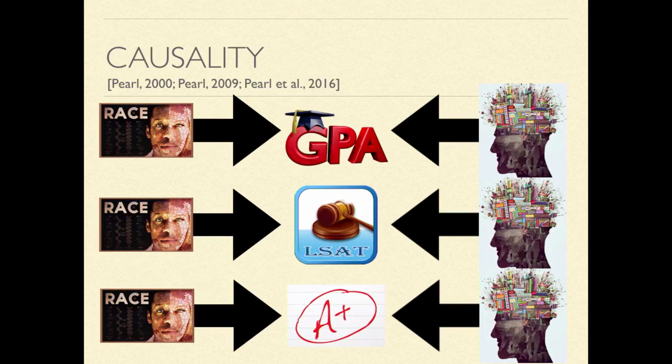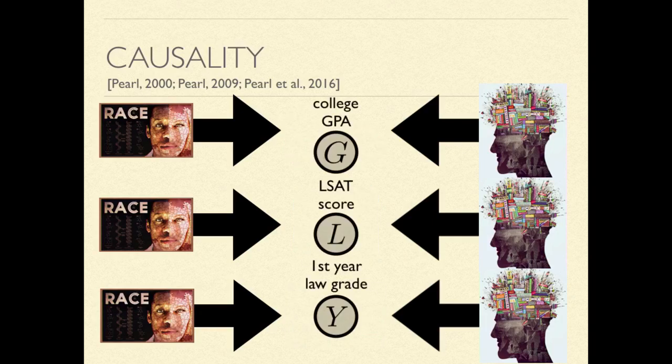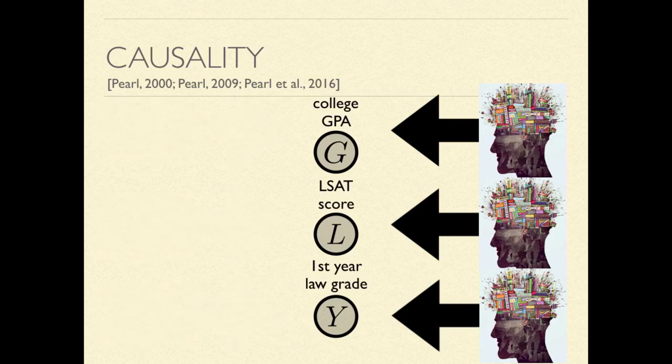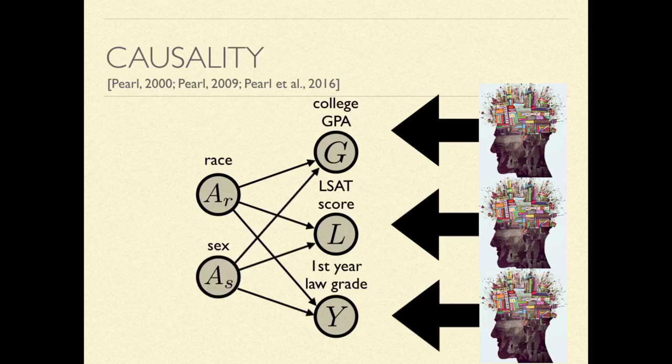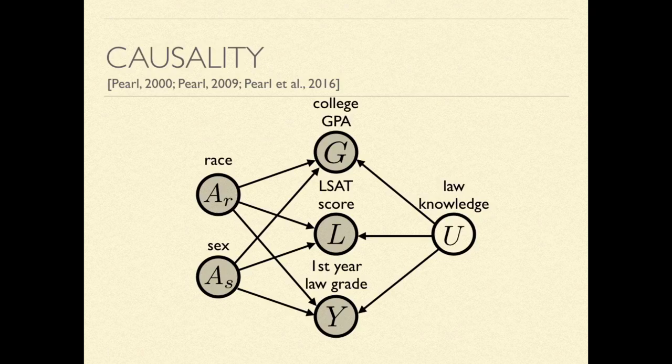We take a different approach. We propose to model these unfair influences using causal models. Let's represent each of our features and label by some variable and represent this influence of race as a causal influence. Similarly, we may suspect that sex also influences each of these features and label. Finally, we may also suspect there's this unobserved quantity, someone's law knowledge, that influences these variables.